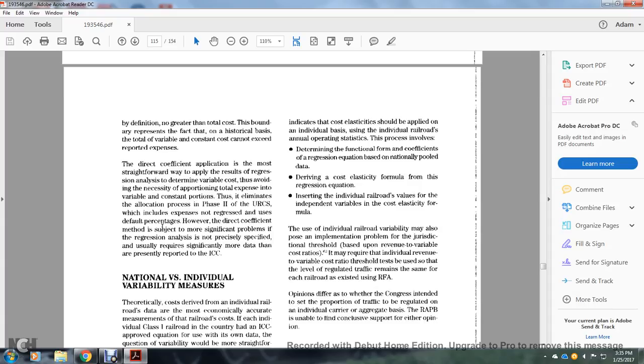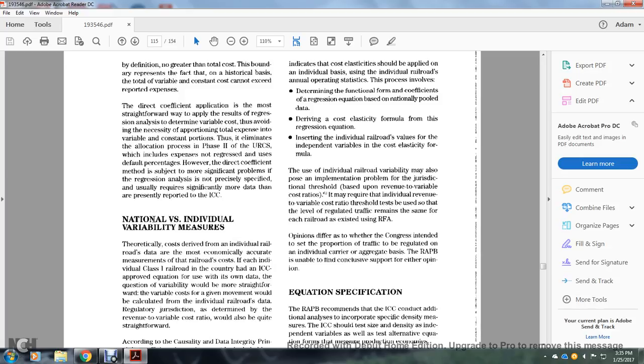However, the direct coefficient method is subject to more significant problems, and regression analysis not precisely specified usually requires significantly more data than the representative data reported to the Interstate Commerce Commission.